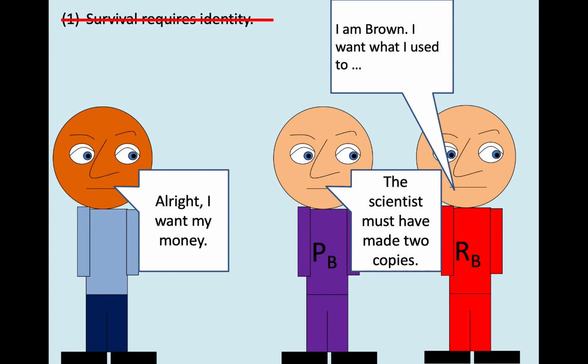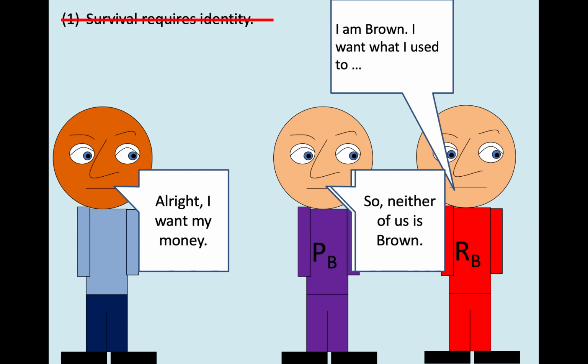Now imagine Purple reasons like this. The scientists must have made 2 copies of Brown. Well, survival requires identity. You and I, Red, are not identical with one another. Identity is transitive. So if Brown is identical with me and Brown is identical with you, then we must be identical with each other. So it follows that Brown is not identical with at least one of us. And each of us has equal claim to being identical with Brown, so it follows that Brown is not identical with either of us. Well, since Brown is not identical with either of us, it follows that neither of us owes Blue any money.